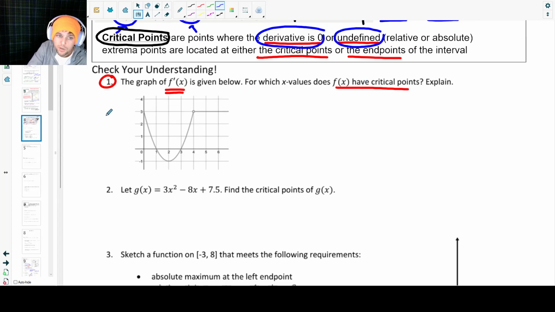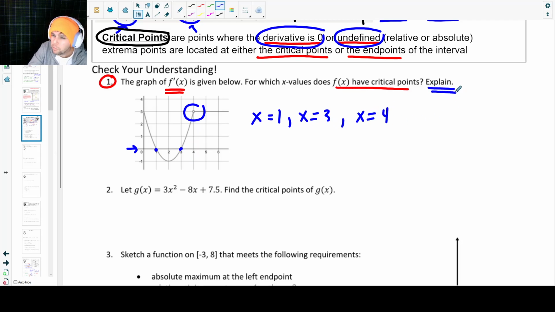So in this situation, we have a graph of the derivative. So we're looking for places where this derivative graph is 0 or undefined. So 0 being the output of our derivative, where is it equal to 0? Right here and right here. So we have x equals 1 and x equals 3. Those would be considered critical points because our derivative is equal to 0. And then we do have a point here where it's undefined. You can see here with this open circle. So at x equals 4, it is undefined.